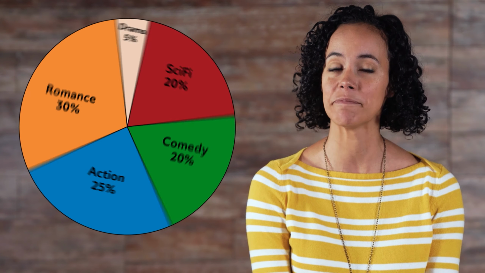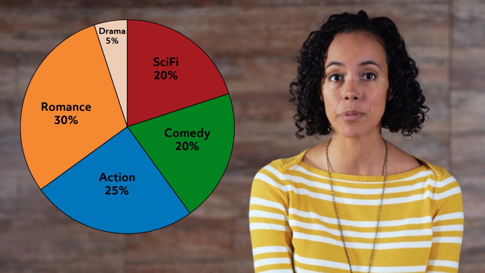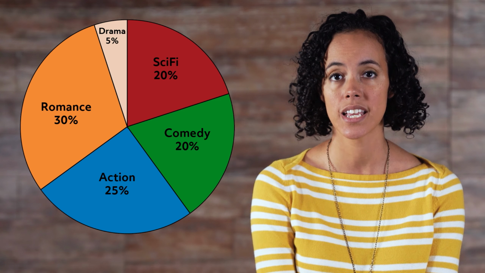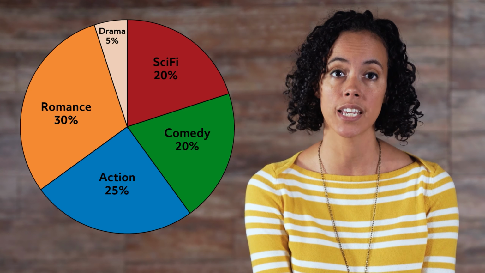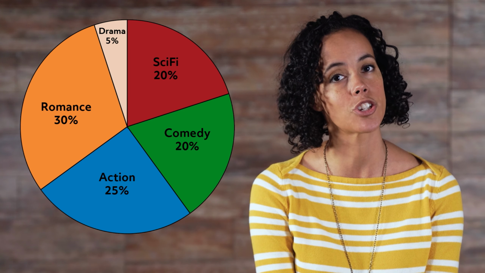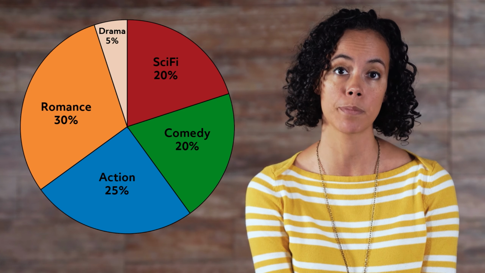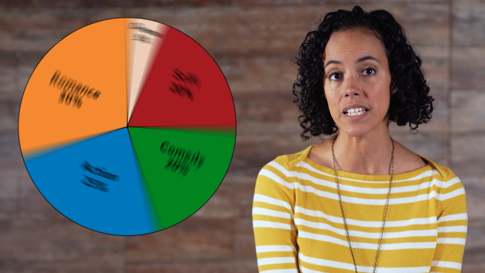A pie chart looks exactly like what you might expect, a pie. A circle representing 100% of a particular variable of interest is divided into categories. Segments of the pie represent a percentage of the whole. Pie charts can also show counts. In this example, 6 people, or 30% of the respondents, favored romantic movies.